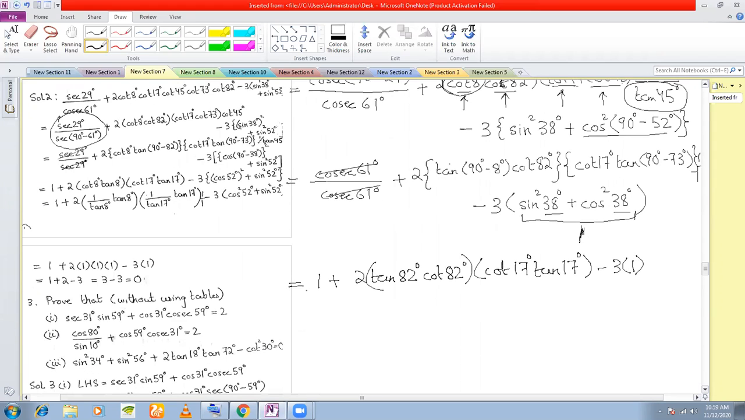Okay, so now what happens? This is 1 plus twice. Now you know that tan and cot are reciprocal of each other. Okay, so what you do is, you can write 1 directly. Tan 82 into cot 82 is equal to 1 directly. You can write, because they are reciprocal of each other, therefore the product has to be 1. Or what you can do is, you can change cot to tan, so that they will cancel. Here also you can change cot 17 to 1 by tan 17.